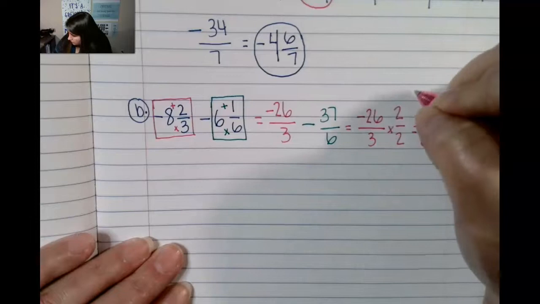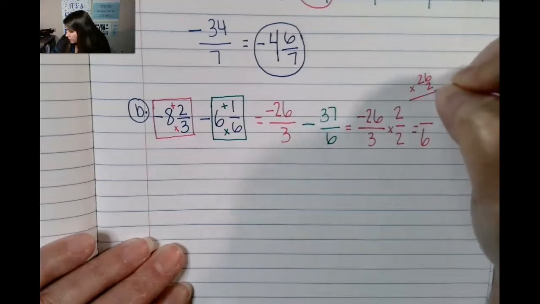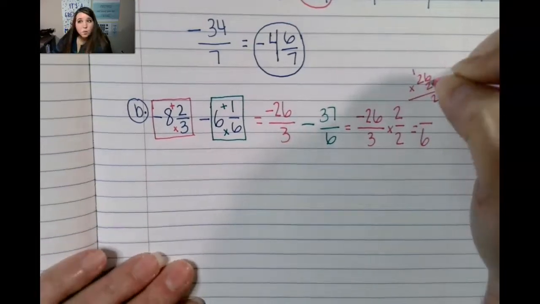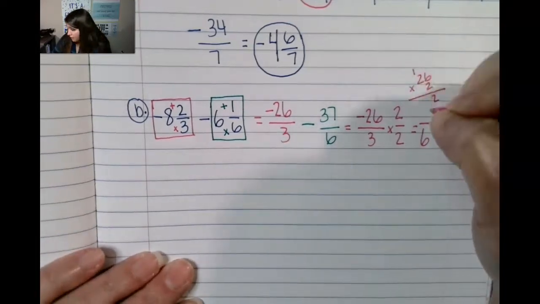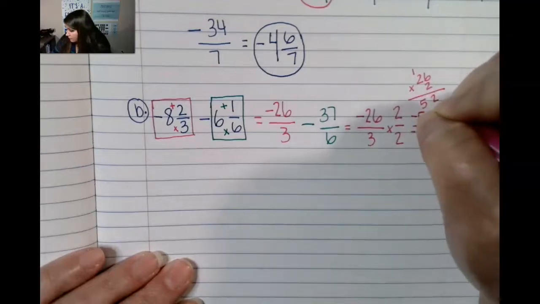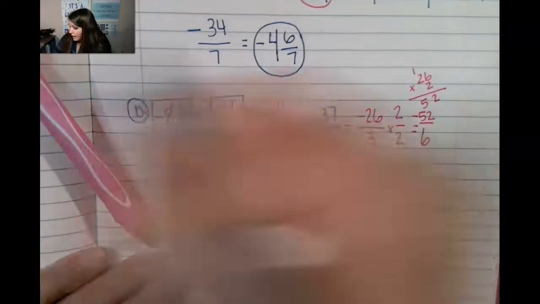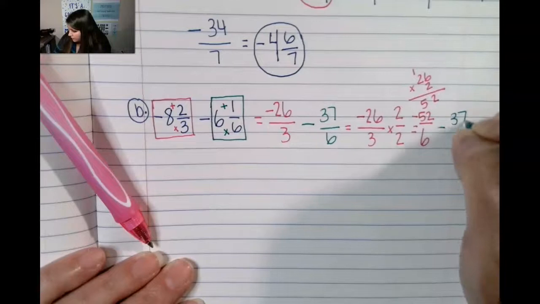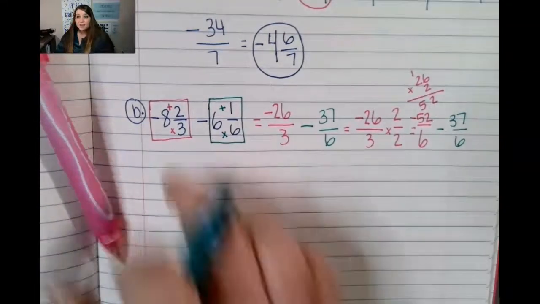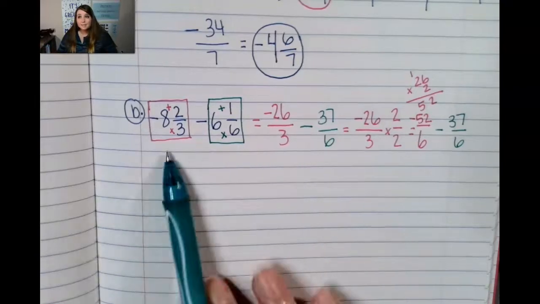Let's go like this. 26 times 2. So 6 times 2 is 12. Carry the 1. 2 times 2 is 4, plus 1 is 5. So that gives me 52, and it was a negative. So -52 over 6. And now I have -37 over 6. Okay, whew, this is a lot of work just because we had two mixed numbers.